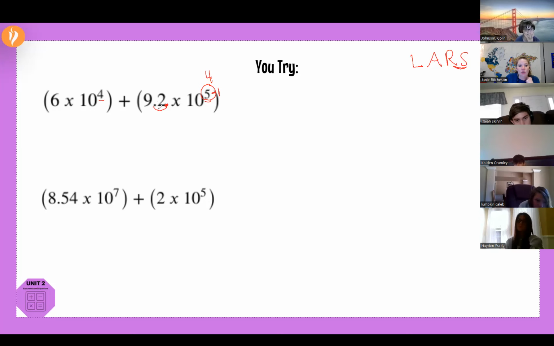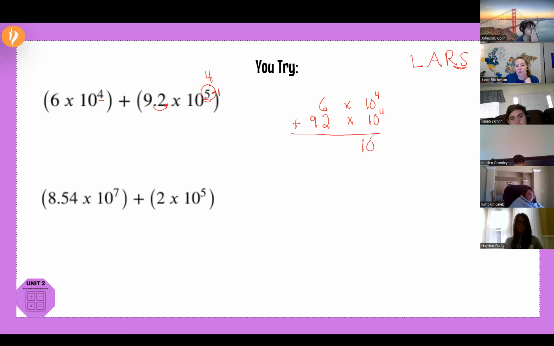Okay, so now we're going to add plus 92 times 10 to the 4th. So once our exponents are the same, we get to bring down 10 to the 4th. We get 98 times 10 to the 4th.